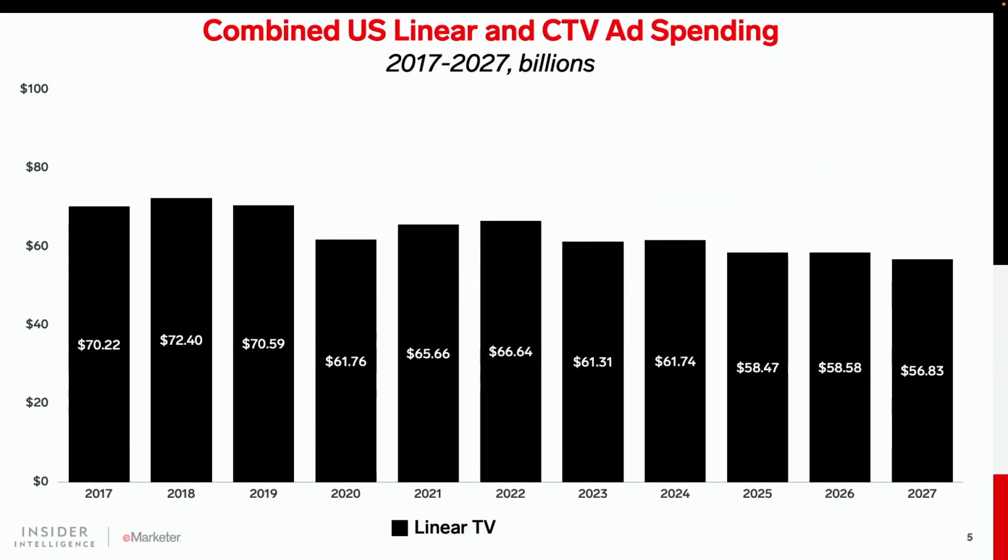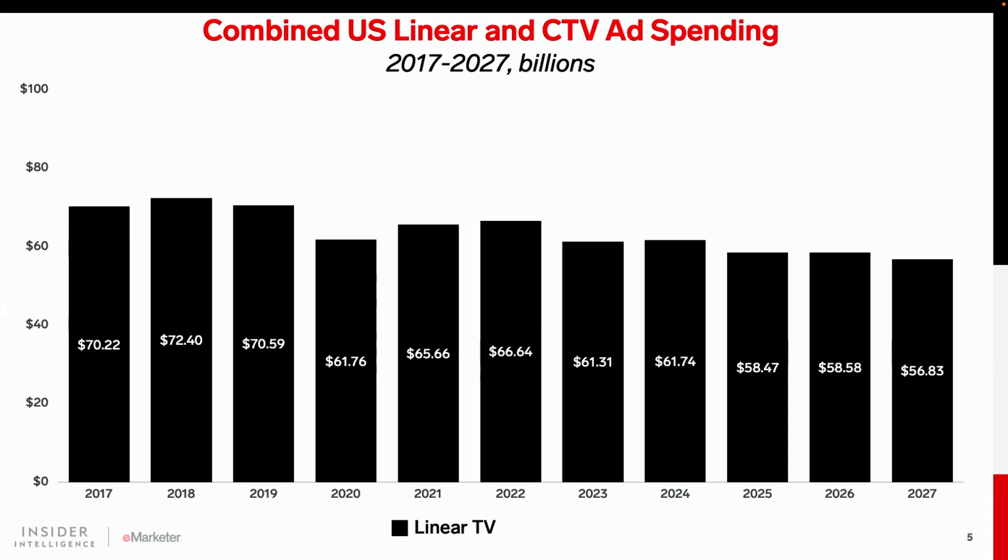So this next chart shows the aggregate of our linear TV and CTV forecasts. And I'll start with TV in the black bars. The first thing to point out here is just the massive drop in 2020, which was, of course, related to COVID. Before that point, we thought the TV ad spending would pretty much flatline, but we didn't think it would lose almost $9 billion in a year.